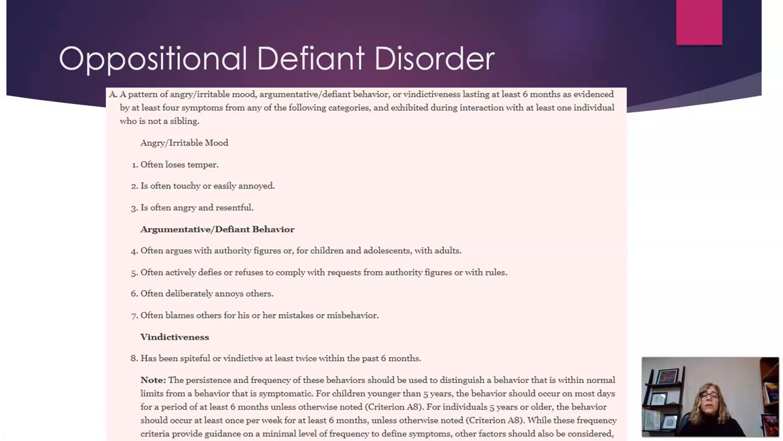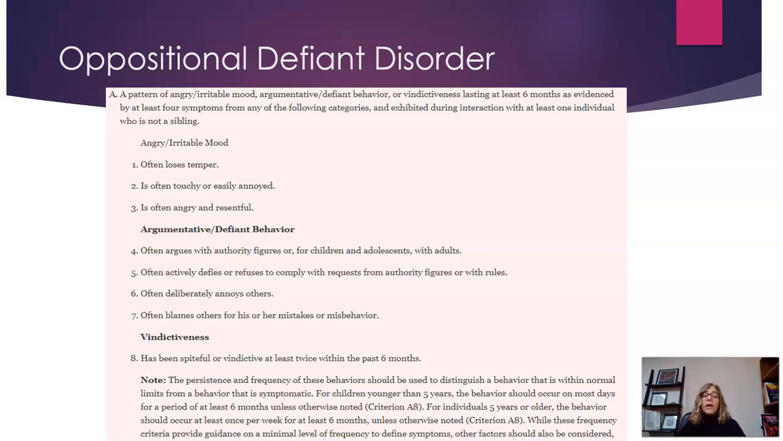Okay. So what we see here is straight from the DSM again. This is the diagnostic criteria for oppositional defiant disorder. A pattern of angry or irritable mood, argumentative or defiant behavior, or vindictiveness lasting at least 6 months. And we need at least 4 symptoms from the following. So that's the what and the how long, the duration, right?